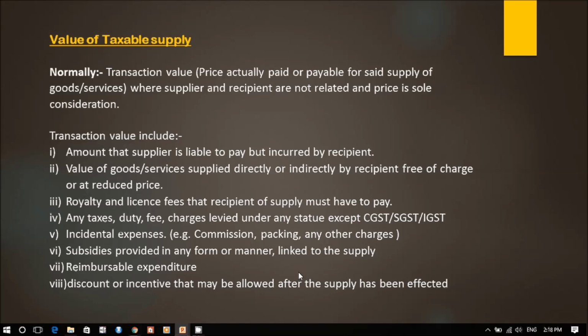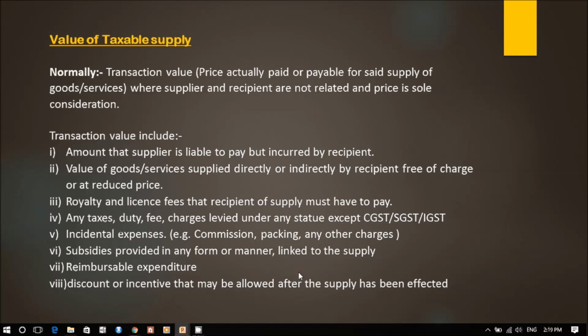So how would you find that this is the value? There are provisions. Normally the transaction value would be the value of taxable supply. Transaction value is the price actually paid or payable for the said supply of the goods or the service. Either it can be already paid, or it can be paid later. But if the transaction has been decided, then that is the value of the taxable supply, and you have to pay taxes accordingly.